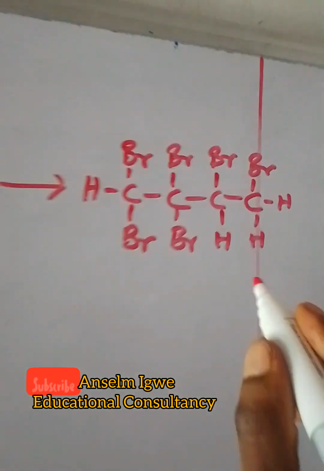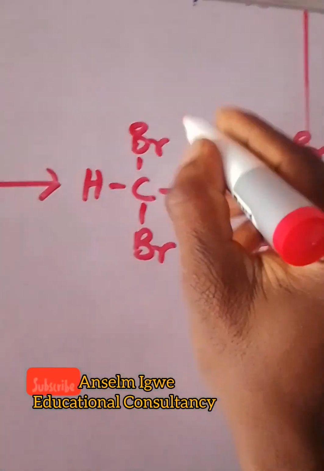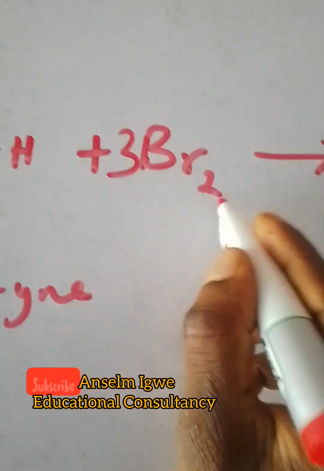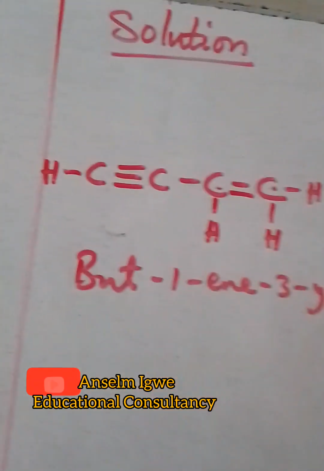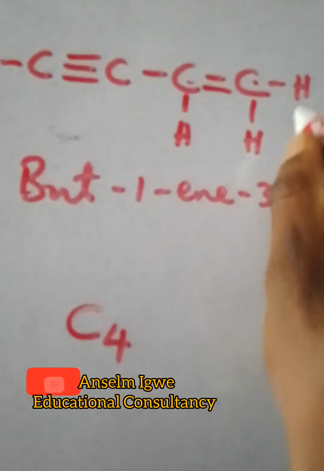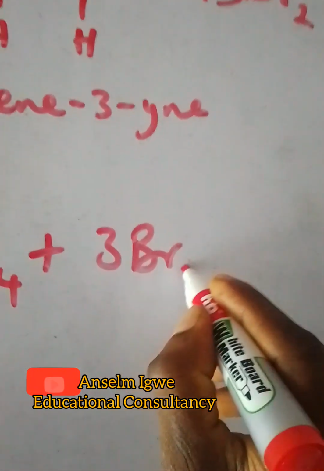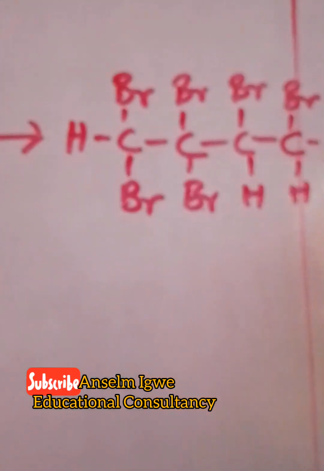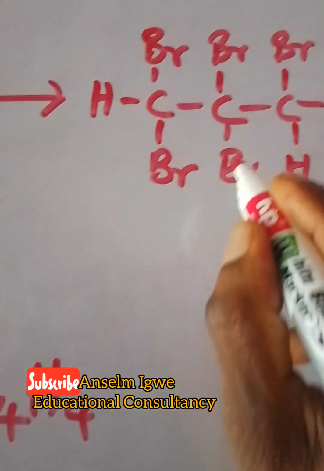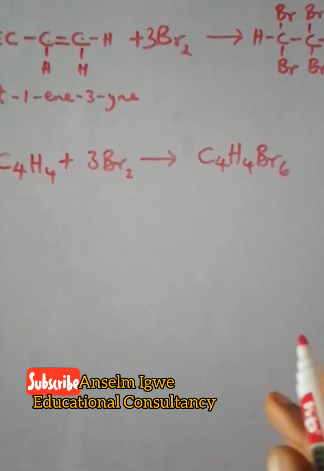To balance the equation, we count the number of bromine atoms at the right hand side: 1, 2, 3, 4, 5, 6. So we balance it at the reactant side by writing 3 here. 3 times 2 is 6. This particular equation could be rewritten like this: C4H4 plus 3 Br2 to afford C4H4Br6. So this is the simplified version of the equation.